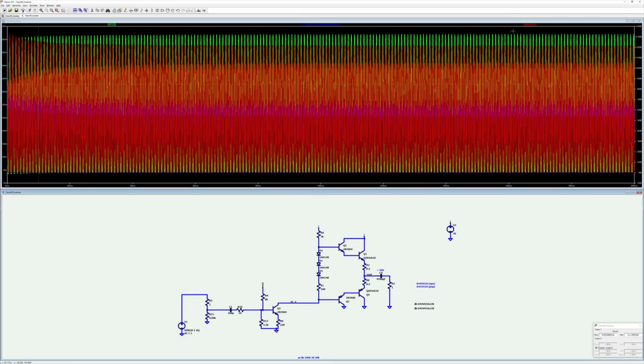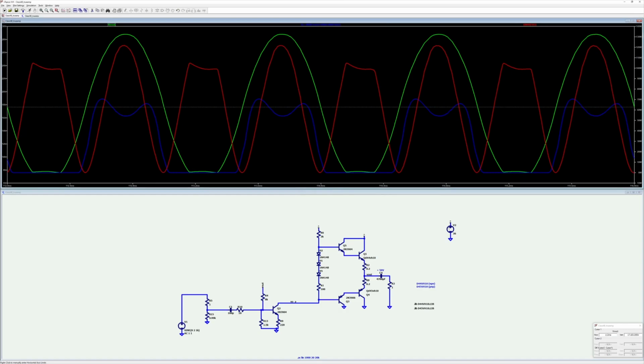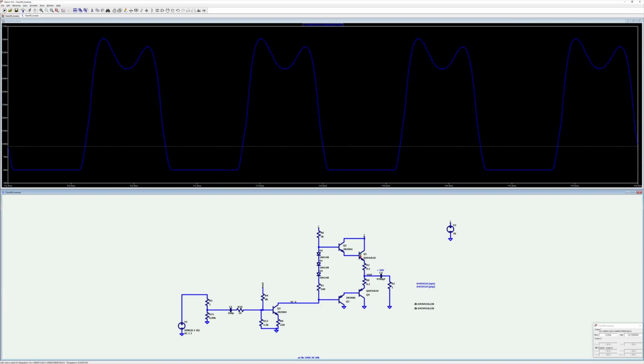Maximum input voltage, boom, 64 watts out into a 1 ohm load. It's not bad. It's not bad at all. Definitely clipping, that's not ideal. Need to think about that a little bit, but you can see this is capable of outputting some significant power.